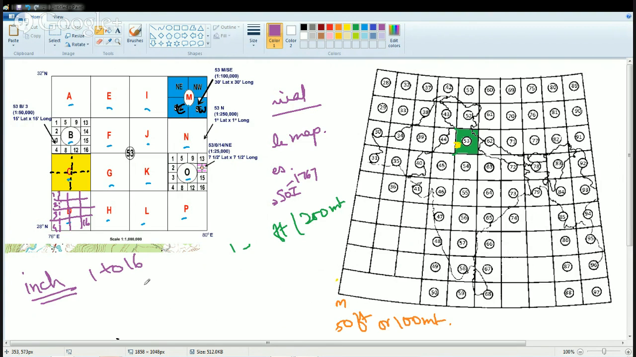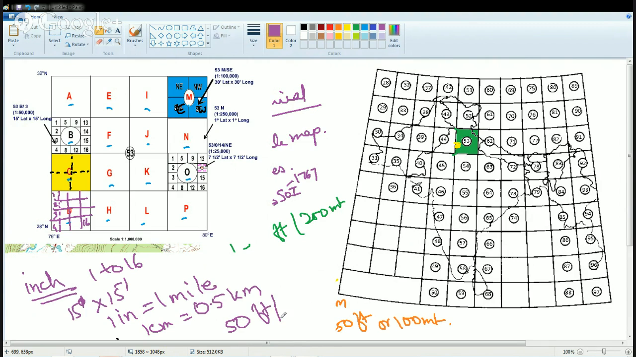In the inch sheet, you have the size of 15 minutes latitude by 15 minutes longitude. You have 1 inch equal to 1 mile here. Similarly, 1 centimeter would become 0.5 kilometers here. And the contour interval here would be 50 feet or 20 meters. So this is a further sub-classification.